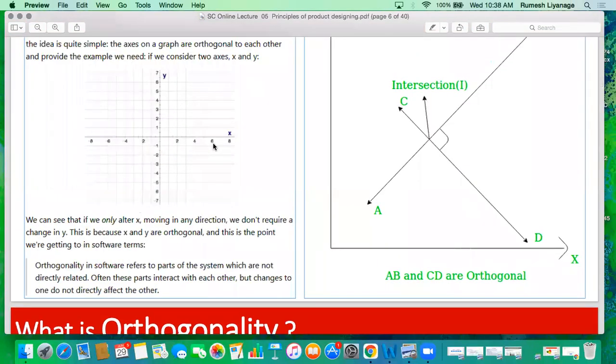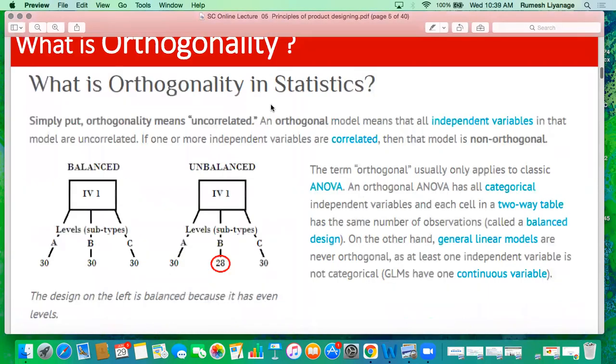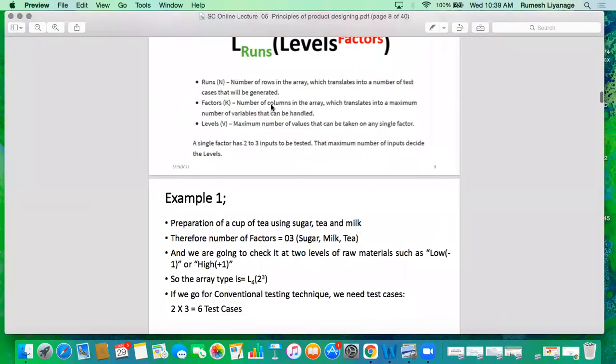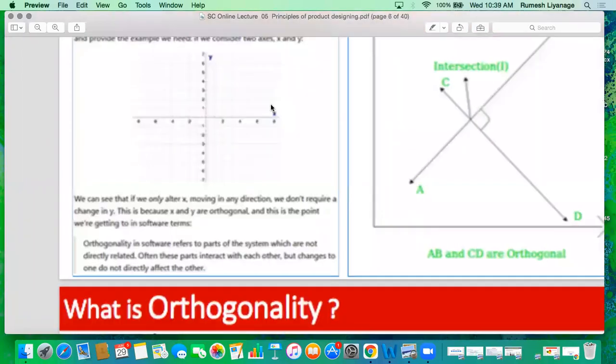But we can't change 2 factors together here. If it is orthogonal design, we are not going to change 2 factors. 1 factor should be maintained as constant. Then we are going to change the other factor. If not, finally it means there is no correlation, right? It means the test is independent, right? That is the summary. Okay.